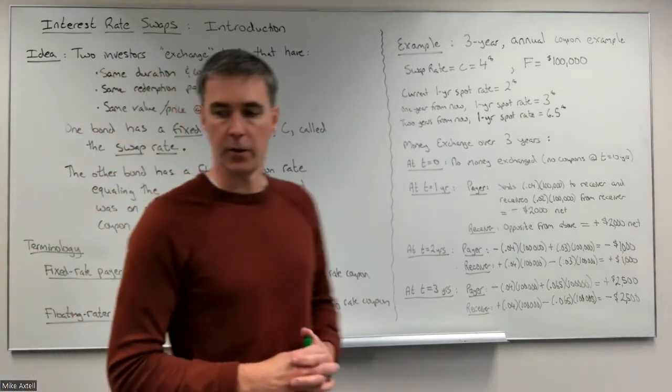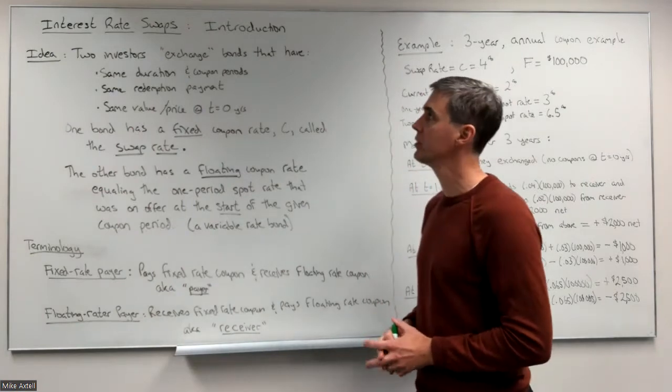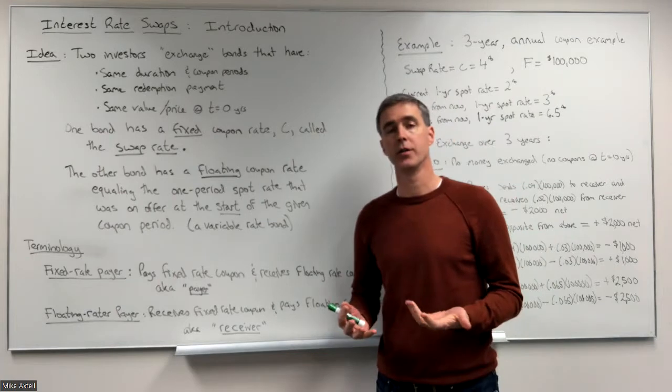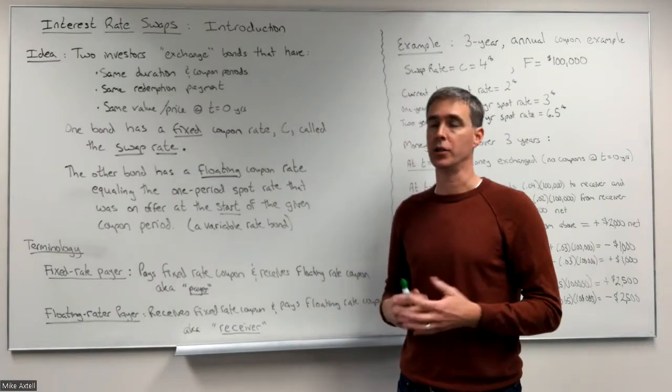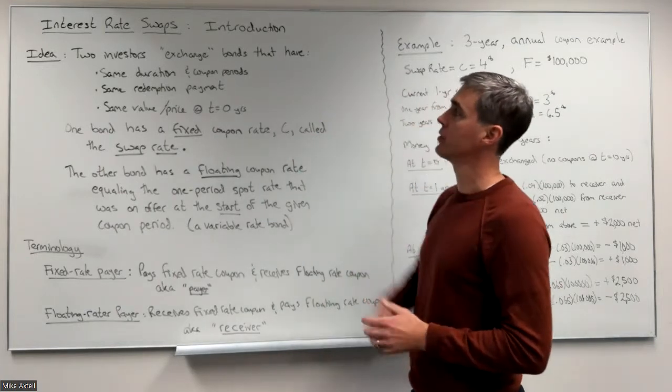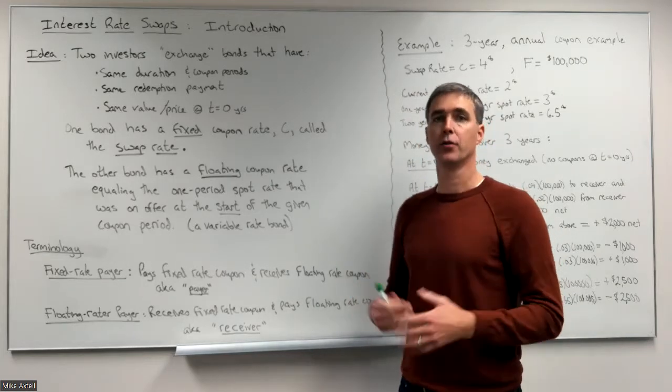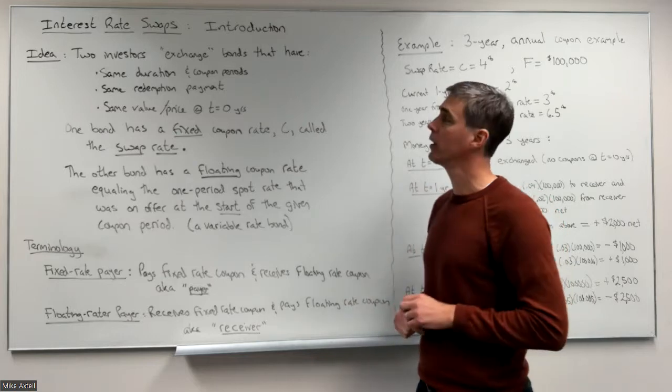All right, so hopefully you paused and copied down the notes. The idea with an interest rate swap is you have two parties who are essentially gambling against each other. So you have two investors, and they're going to exchange bonds. And the two bonds they're going to exchange are very similar except for one key difference.